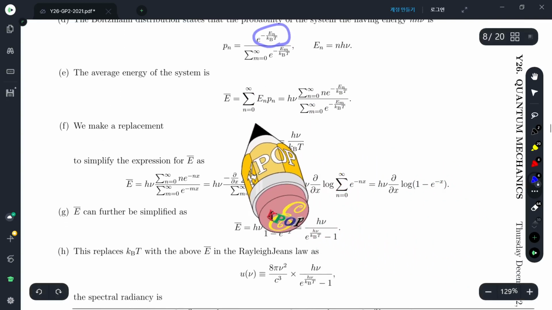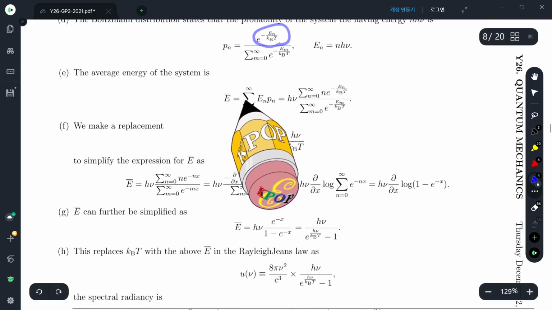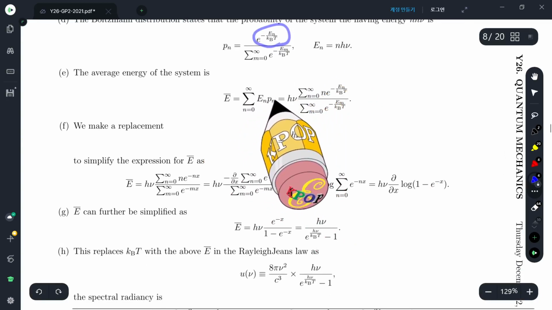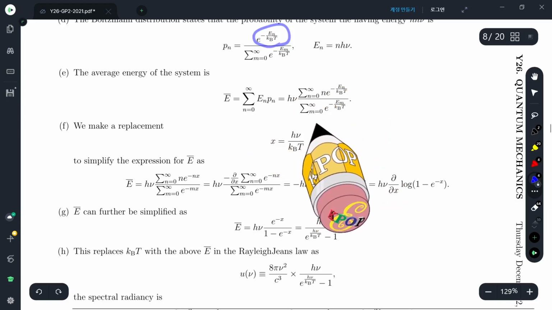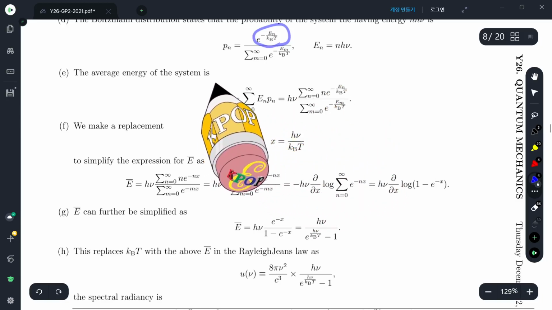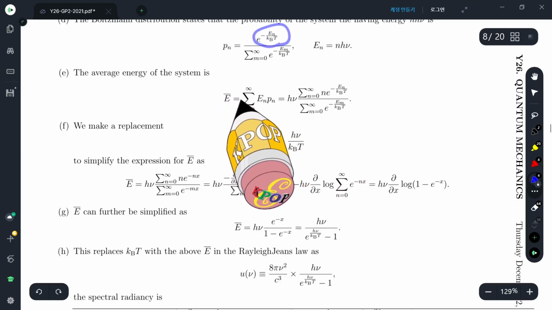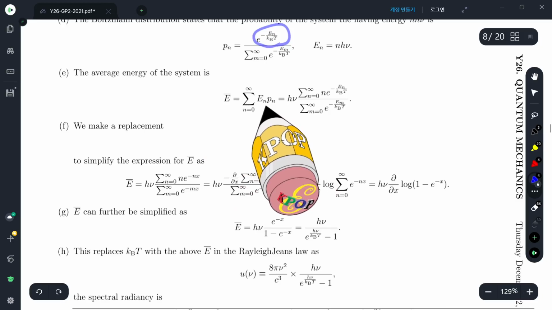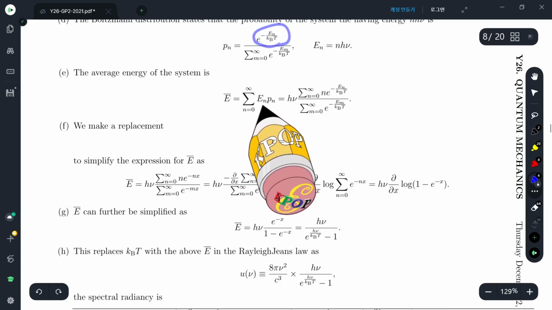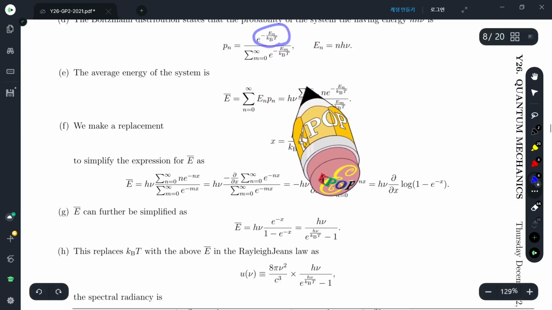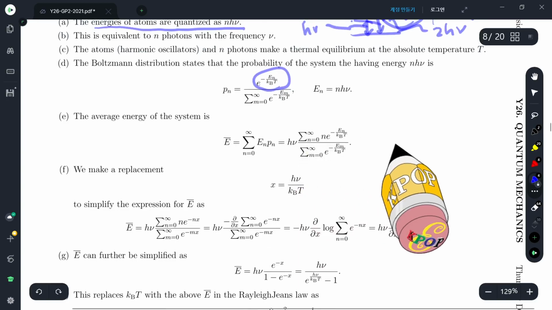So average energy is the sum of this probability multiplied by each energy, and we'll find that average should be this. In order to find out the average, you have to sum all of the energies weighted by its own probability that is determined by this Boltzmann distribution.